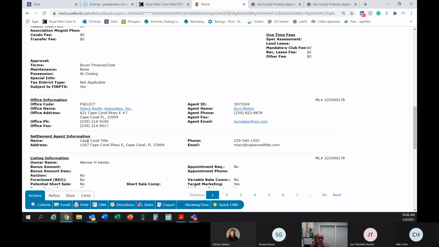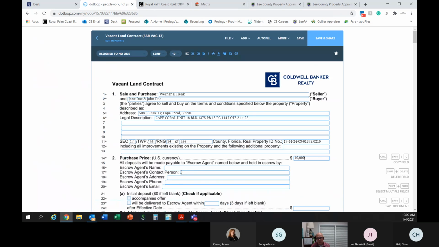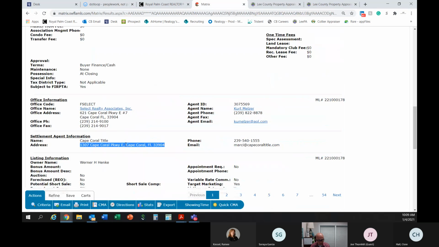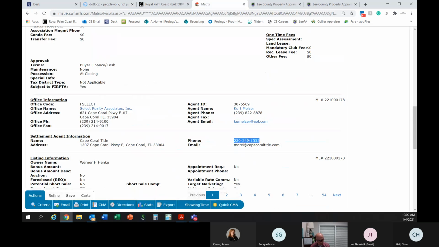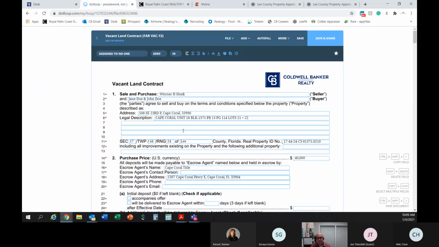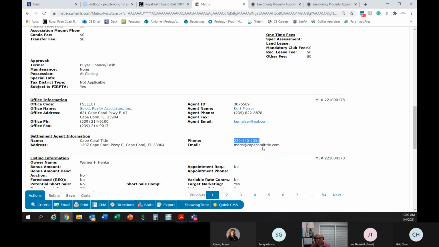Okay, escrow agent name. You can see here, Lee County, it's typical for seller to pick and pay for title, and this listing agent specified who the seller is opting to choose. So we're gonna go ahead and just agree with that. Okay, Coral title. We don't have a contact person, but here's their address. A phone number. An email.